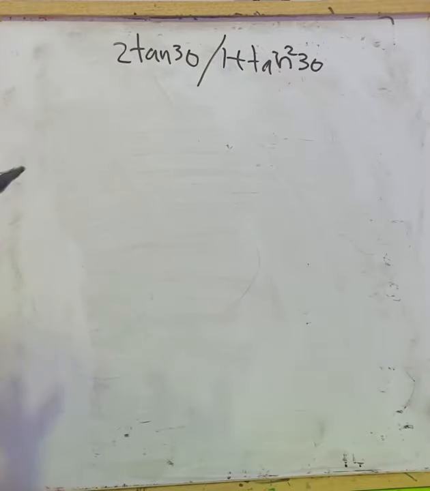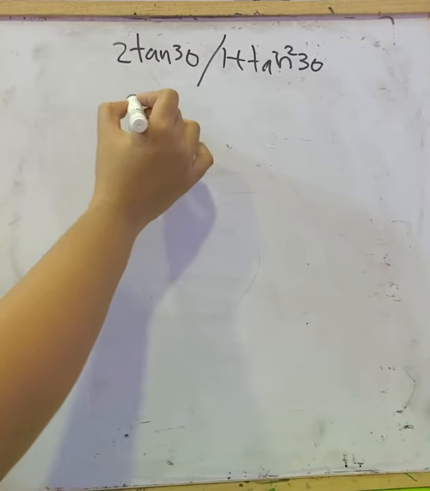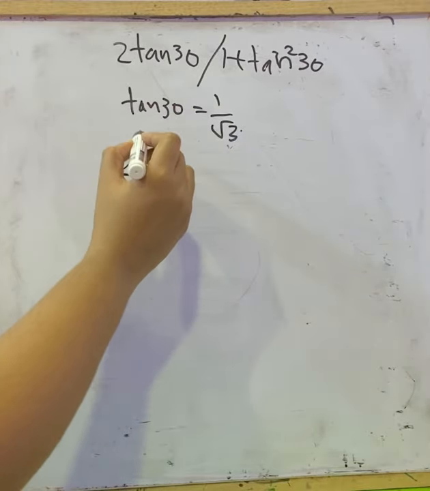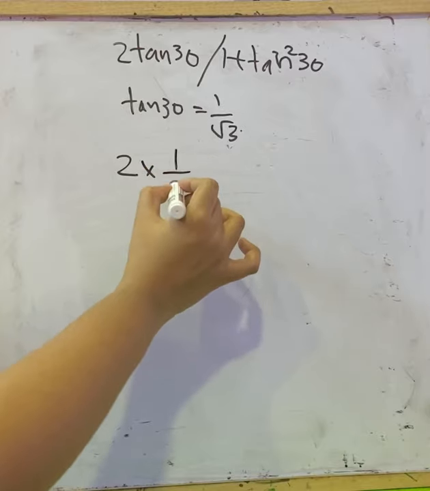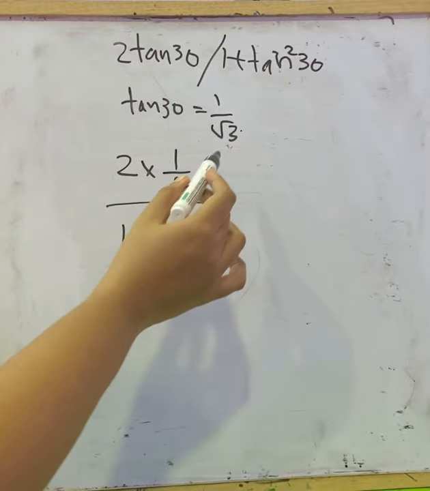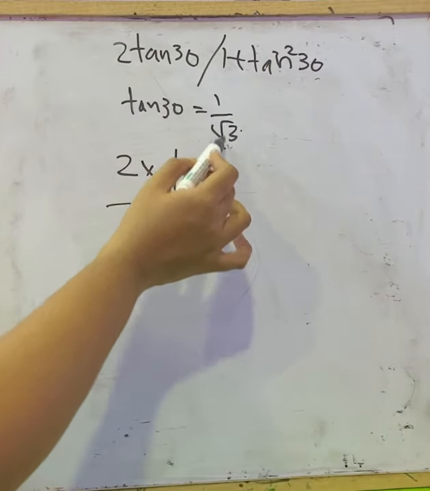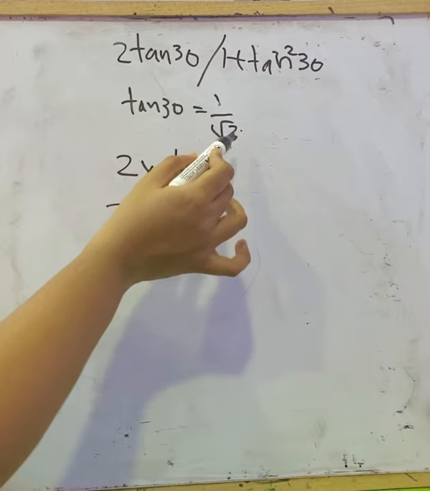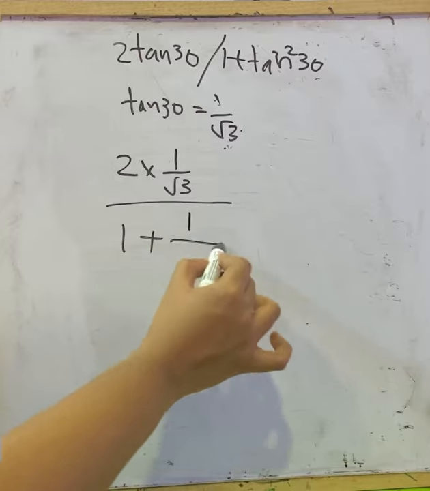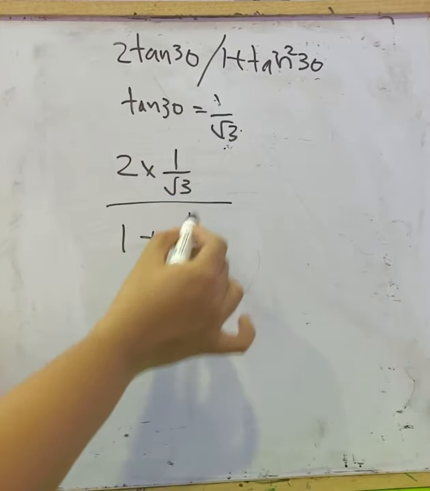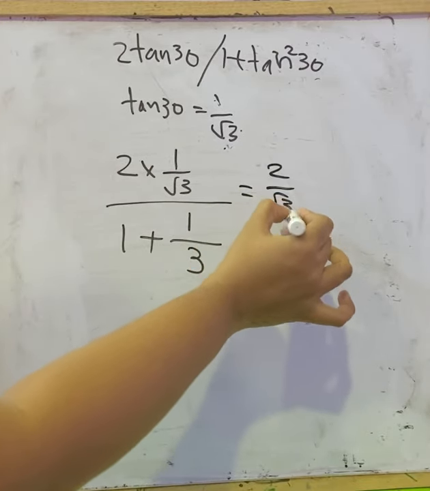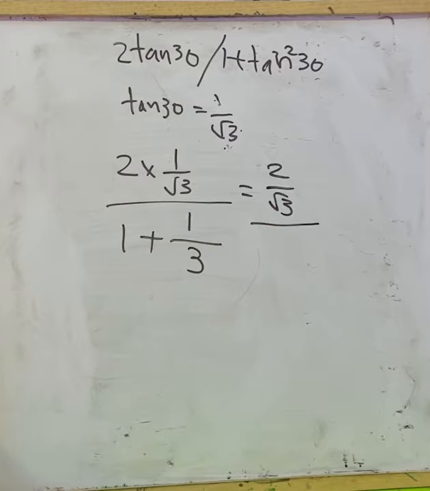2 tan 30. Tan 30 is actually 1 by root 3. That is 2 into tan 30, which is 1 by root 3, whole division 1 plus tan square 30, that is tan 30 is 1 by root 3, its square, numerator square and denominator square. While squaring the numerator, we have 1, and squaring the denominator, root 3 square will be 3. Now this is 2 by root 3 by 1 plus 1 by 3.